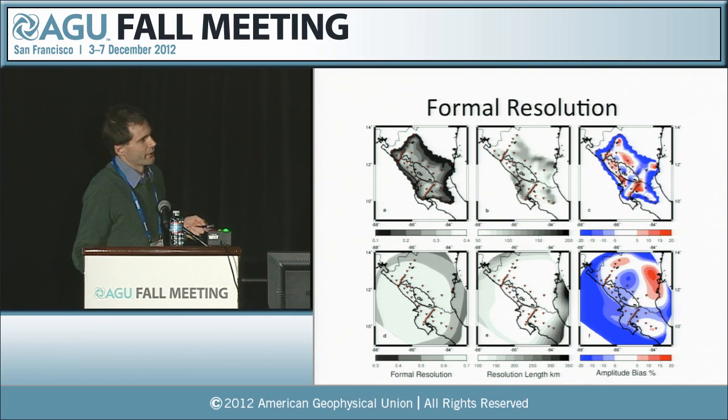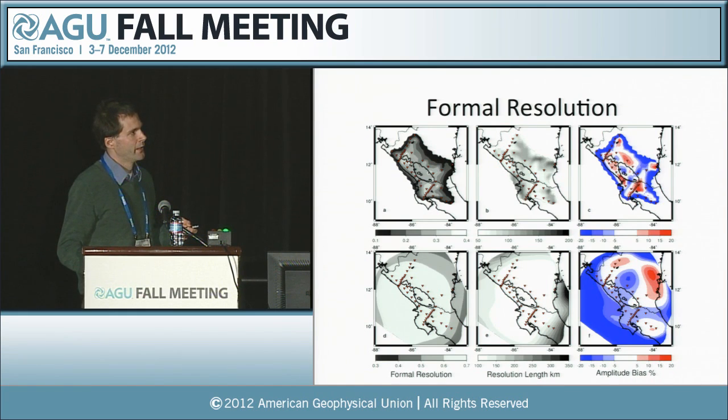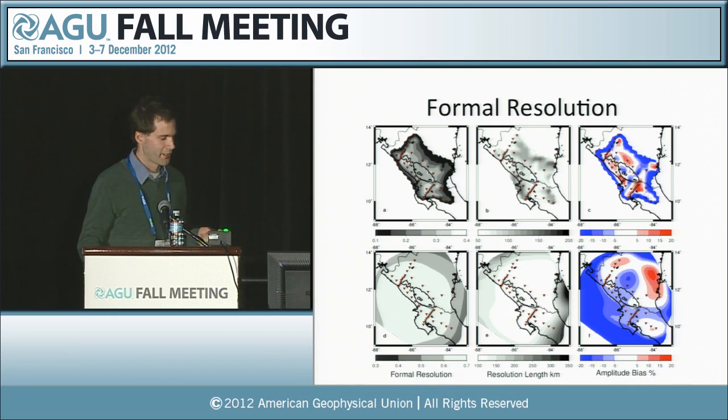And then finally over here is the amplitude bias, which is the percent difference between an input and output velocity anomaly, which gives you an idea of how well you'll recover it. And so we'll probably be within 10 to 15% of our input to the true model.